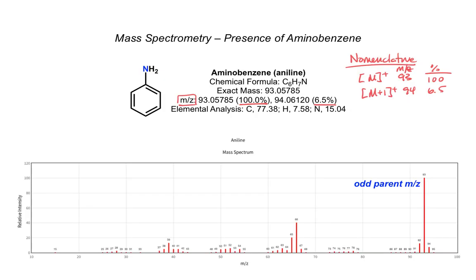So I pre-wrote some notes here so I didn't forget. Nomenclature: your parent, then your parent plus 1. The M to Z, that's your x-axis. What are those numbers? And then the abundance. So for all of these slides or compounds we see coming up, they're all going to be of this form.